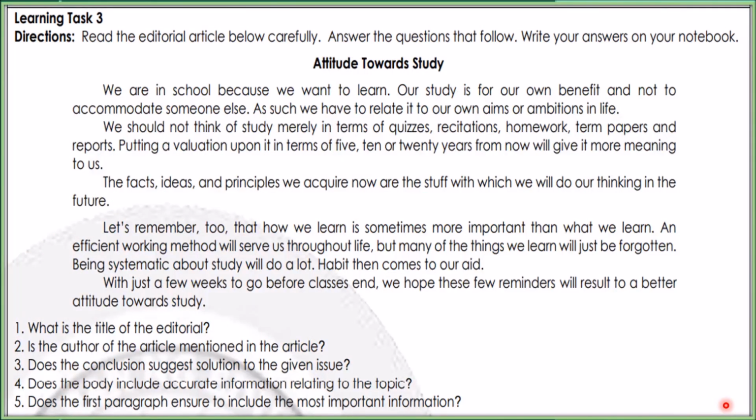How about for learning task 3? Let us read now. Read the editorial article below. Carefully answer the questions that follow. Write your answers on your notebook. So let us answer this.